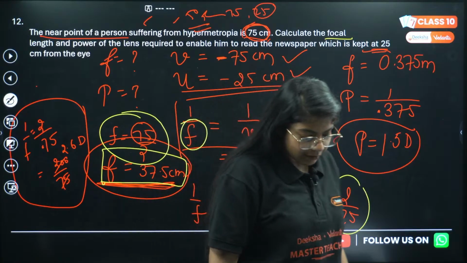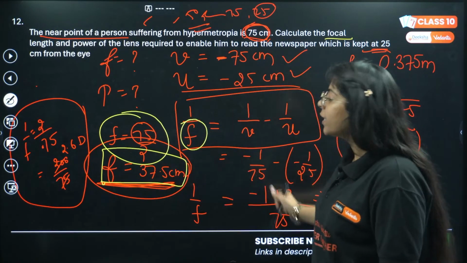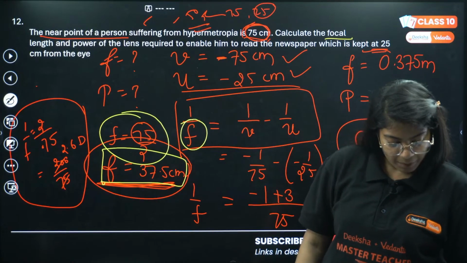And for 37.5, hi Vinod, you can just invert it and you will get the power. Clear, ma'am? Okay.